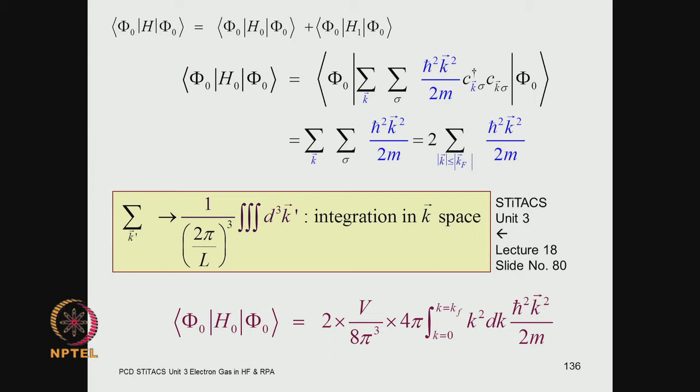So, V over 8 pi cube is nothing but this term, since L cube is the same as V. So V over 8 pi cube is just this term.